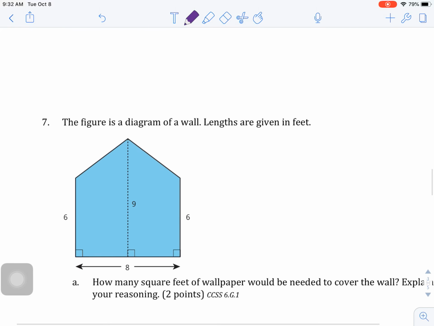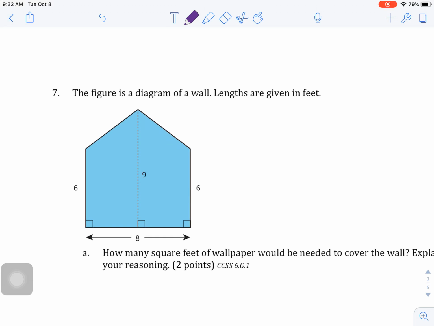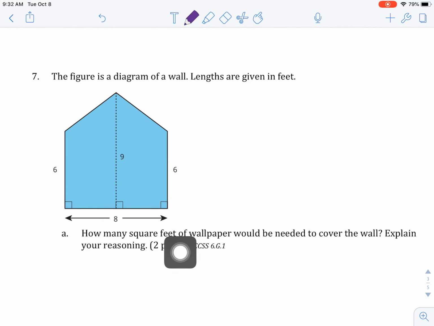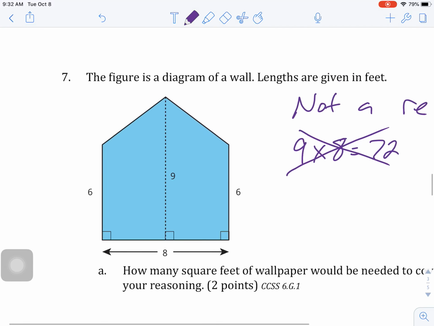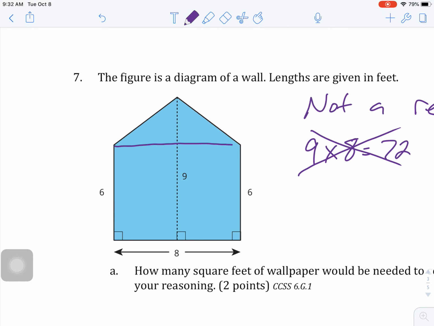Okay, number 7. It says the figure is a diagram of a wall. Lengths are given in feet. So how many square feet of wallpaper would it need to cover the wall? Right, so I saw a lot of people just do this. 9 times 8 equals 72. Okay, you can't do that. This is not a rectangle. So what you need to think about is how could you split the shape up? One way I see it would be right here.